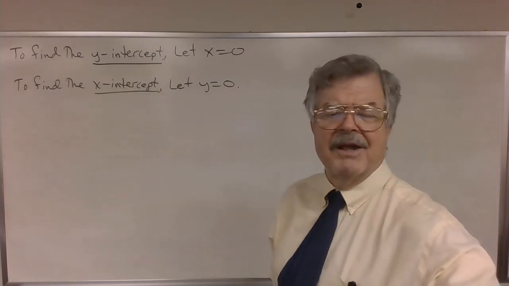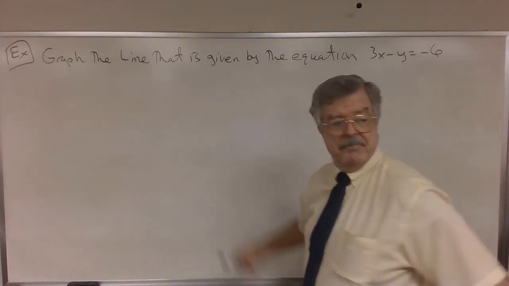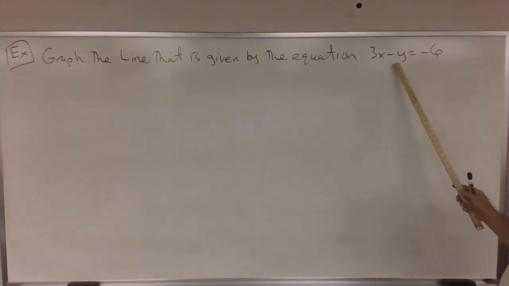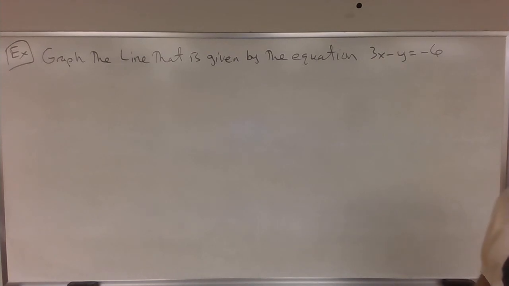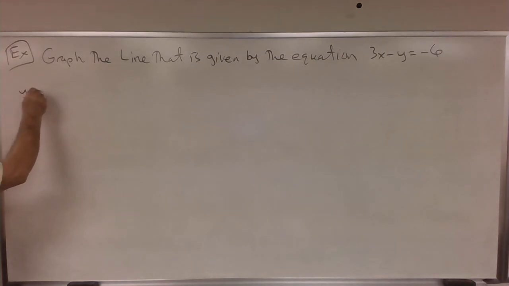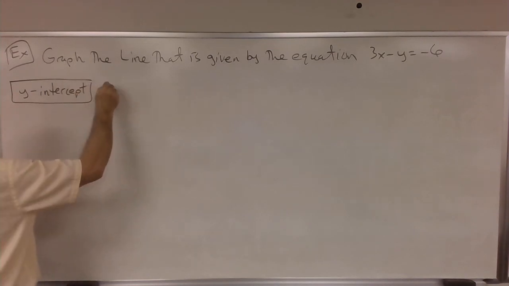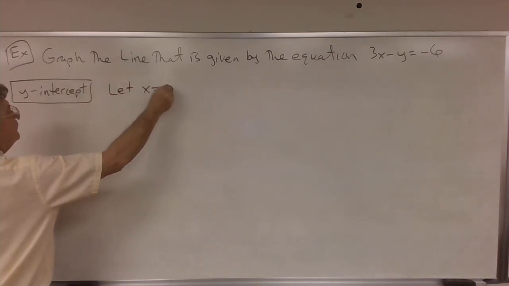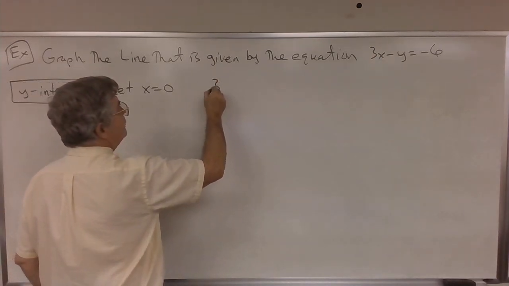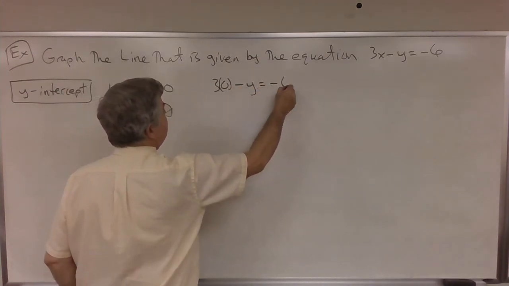Time for another example, I think. Okay, good example. Graph the line that is given by the equation 3x minus y equals negative 6. And we'll find the intercepts. First, we'll find the y-intercept. And to do that, we let x equal 0. So that means we have 3 times 0 minus y equals negative 6.